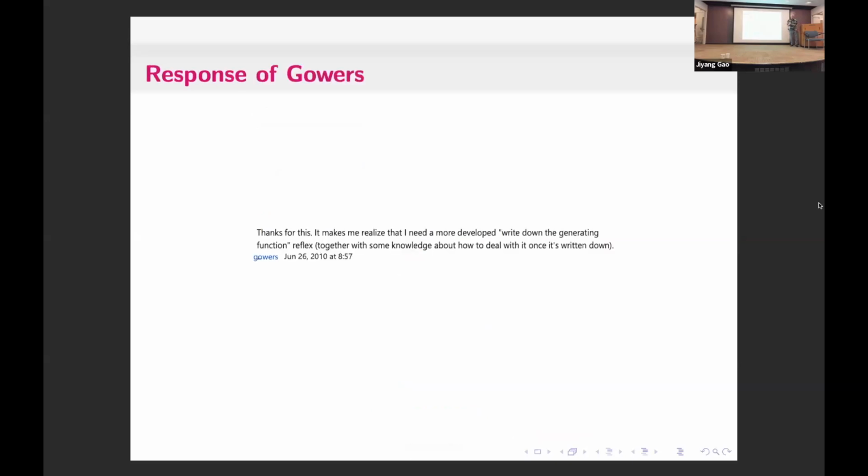So Gowers' response: thanks for this. It makes me realize that I need a more developed breakdown of the generating function, together with some knowledge about how to deal with it once it's written.